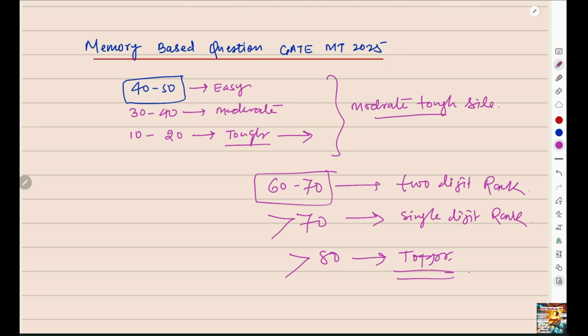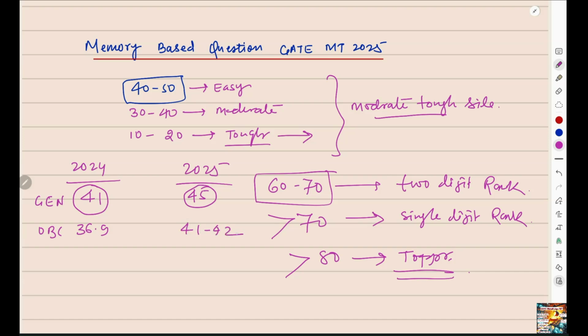Coming to the cutoff section, comparing with 2024 and 2025, for General it was 41. This time you can expect the cutoff to increase to around 45. Similarly for OBC, last time it was 36.9. This time you can expect it to be around 41 to 42. For SC/ST, last time it was 27.3. This time you can expect it to be around 30 to 32. This may be the cutoff for this year.